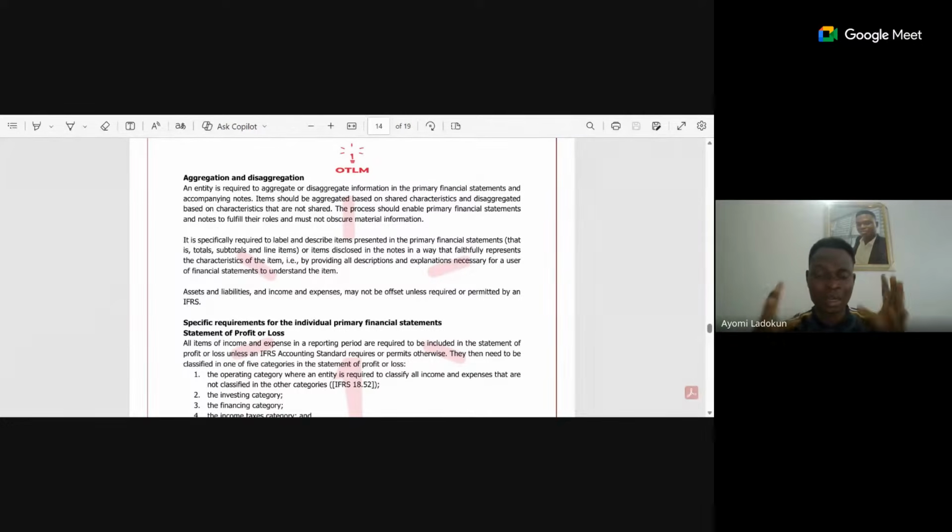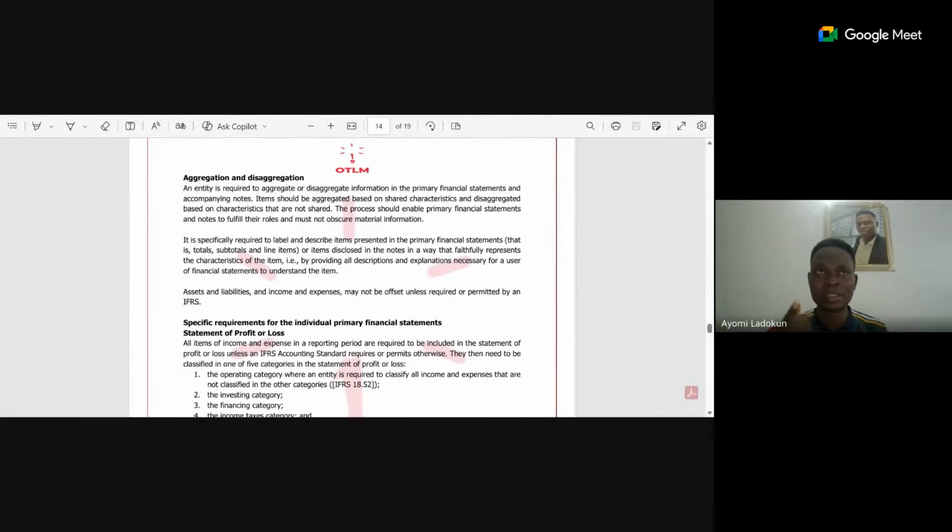Aggregate means you are putting them together so that you can present them as a line item, then you disaggregate if they are not shared, all right? So you have to look at the characteristics. So that's it. Now, secondly, you also need to understand what we mean by offsetting, right? Ideally, in financials, you don't offset. What's the meaning of offsetting?